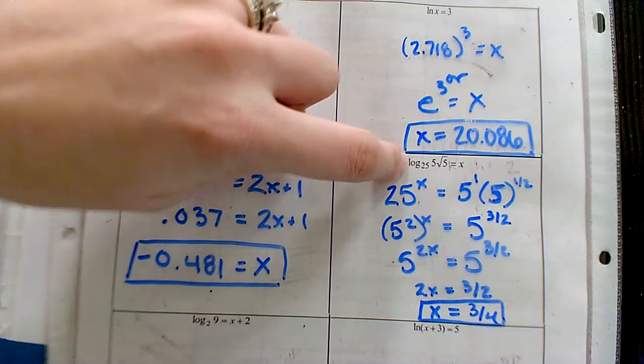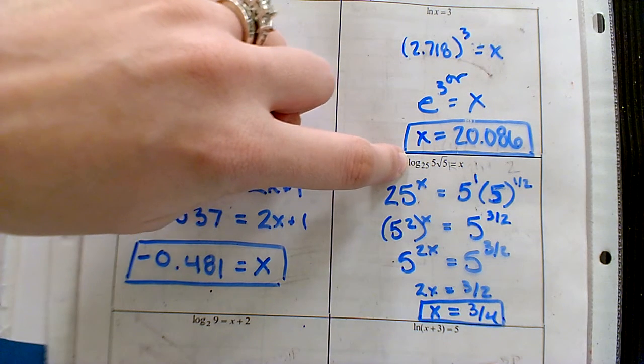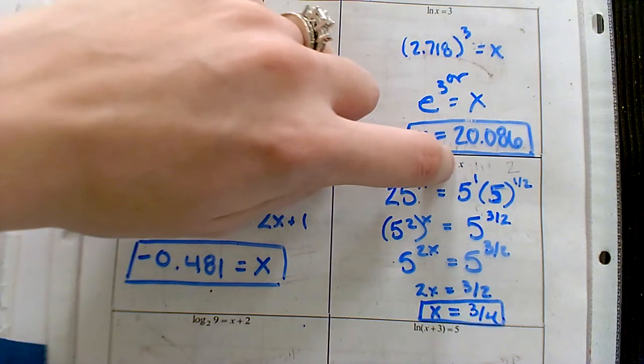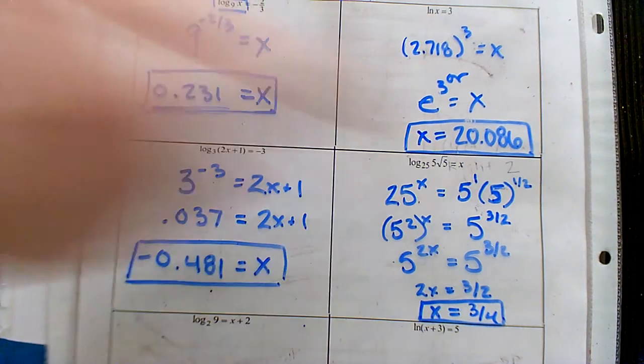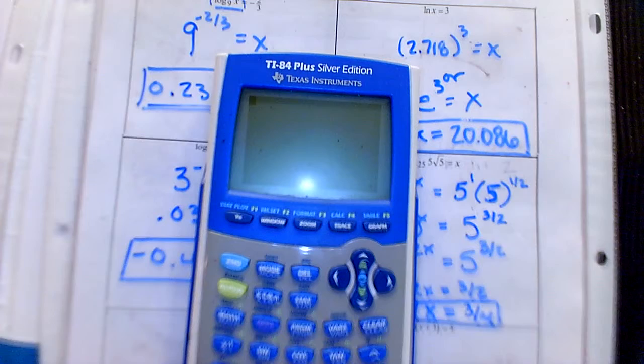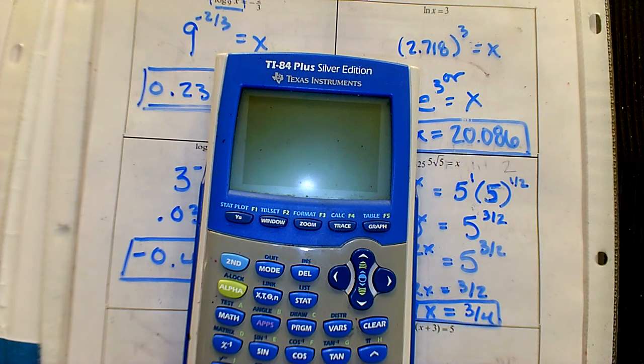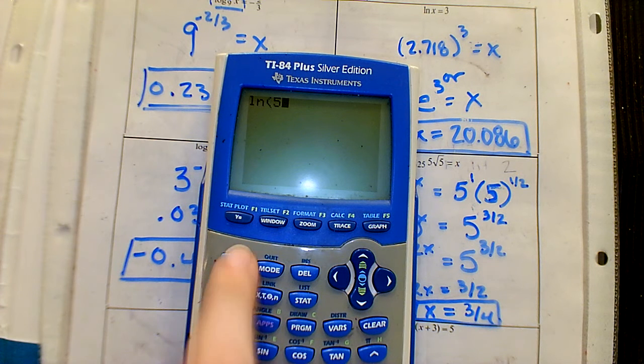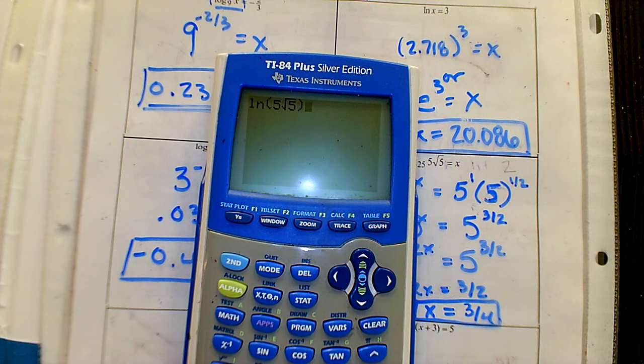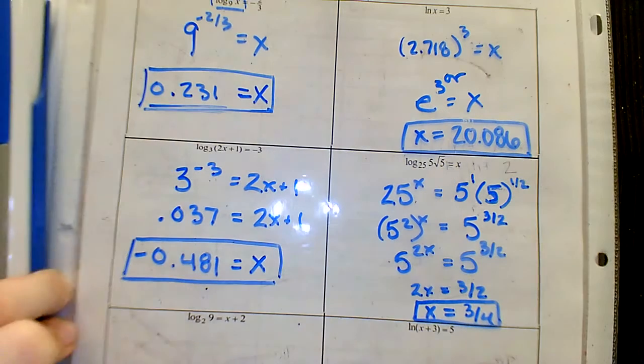Okay, if we were to type in log base 25 of 5 square root of 5, we should get 3/4 as our answer. So on our calculator, since it's a base of 25, we'll have to convert it to a common log or natural log, doesn't matter which one. Maybe we'll do natural log of the argument. Okay, 5 square root of 5 divided by natural log of the base, which was 25. And notice how we get 3/4. So it looks like we used our exponent properties correctly.